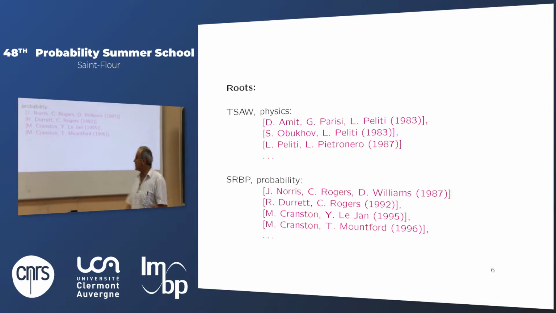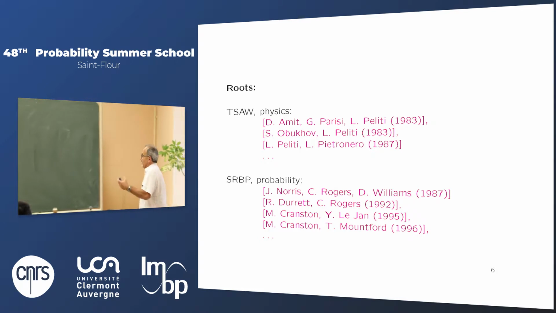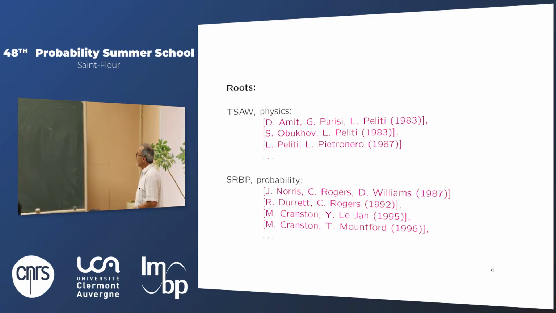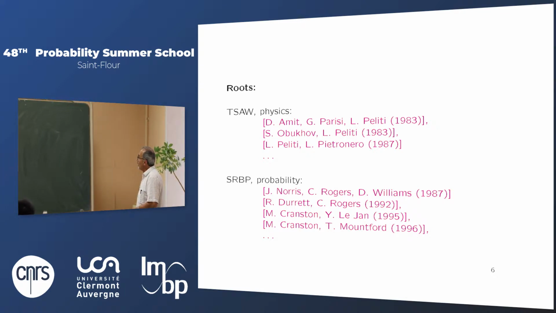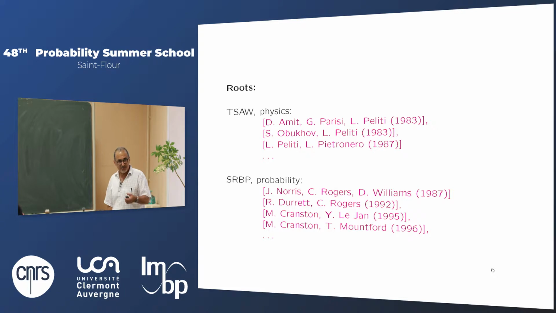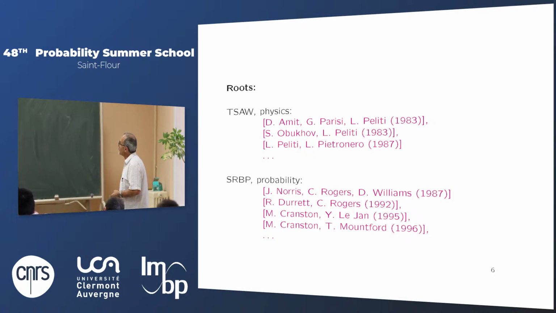So the mathematicians, when they started to write, these James Norris and Chris Rogers, David Williams, these are leading people in stochastic analysis, came a couple of years later than '83, 4 years later than Durrett and Rogers, 5 years more, and so on. They didn't know about the physics papers, no reference to them, but seemingly the same type of problem came up. Of course, the questions were put in different ways. So it's an interesting story in this sense.